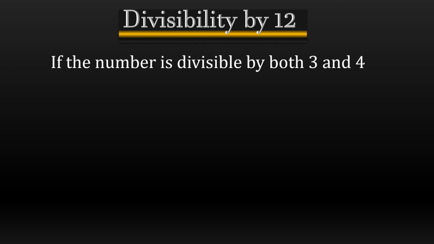Divisibility by 12. If the number is divisible by both 3 and 4, we can say that that number is divisible by 12. Consider the example 6828. We can see whether this number is divisible by 3 or not.